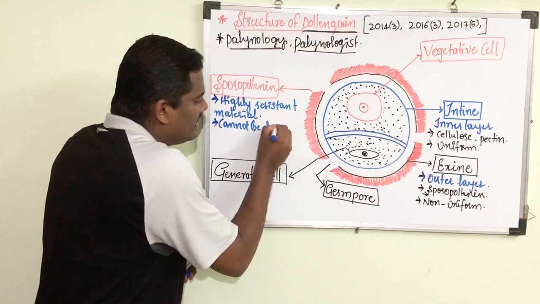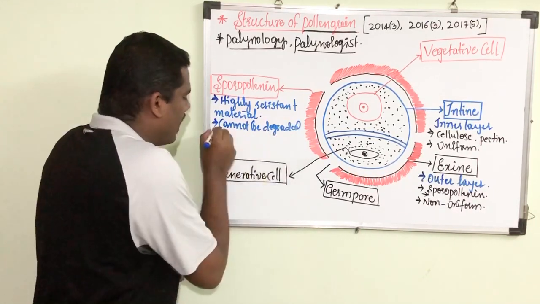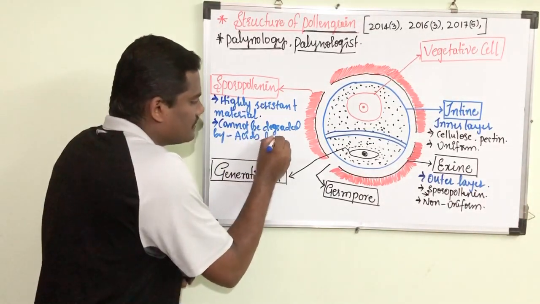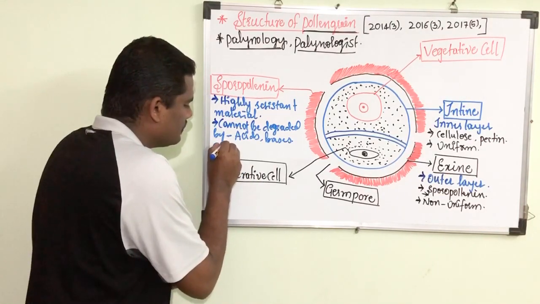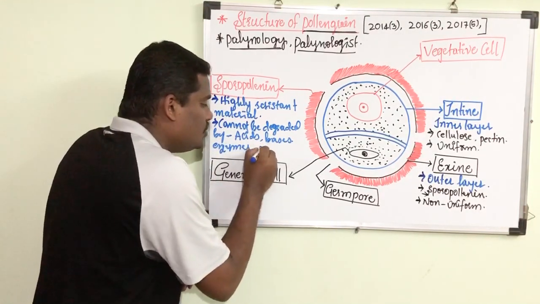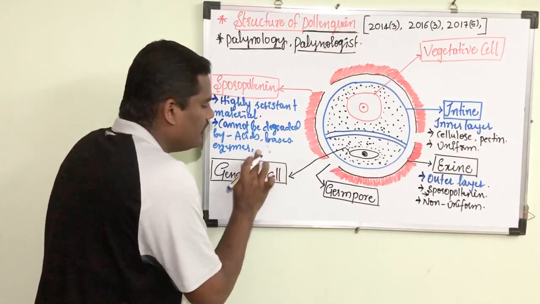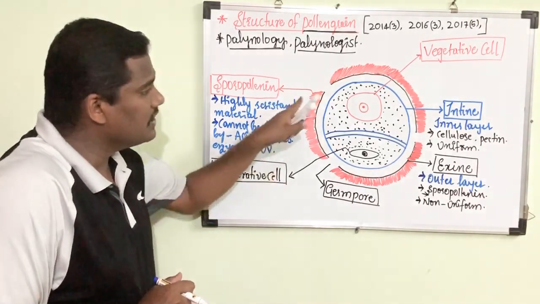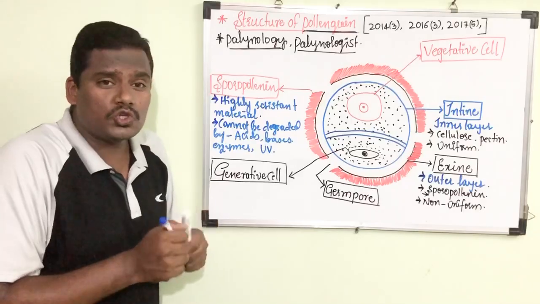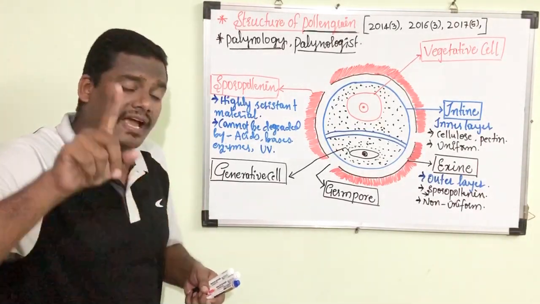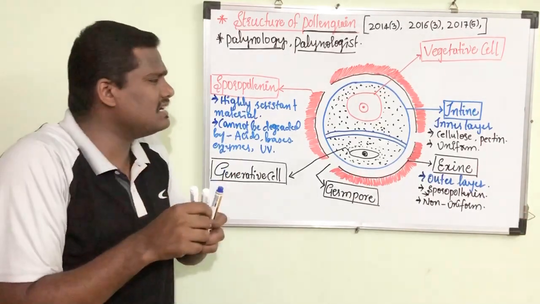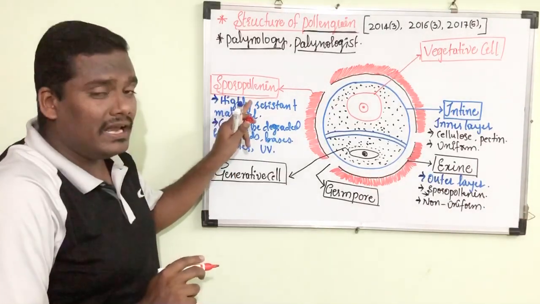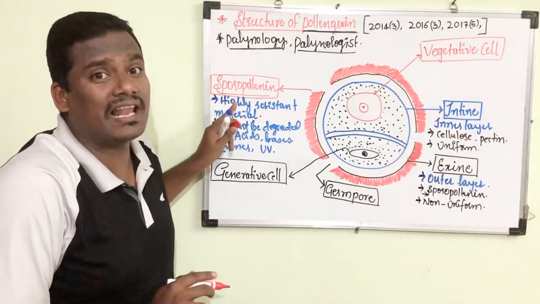by acids, bases, enzymes, even UV radiation. Even ultraviolet radiation cannot damage sporopollenin. That is why most pollen fossils, most of the ancient pollen grains, are still preserved under the soil due to the presence of sporopollenin. Sporopollenin helps in pollen fossilization.